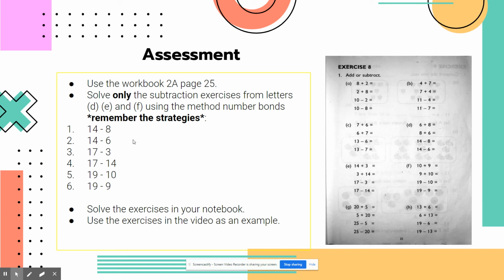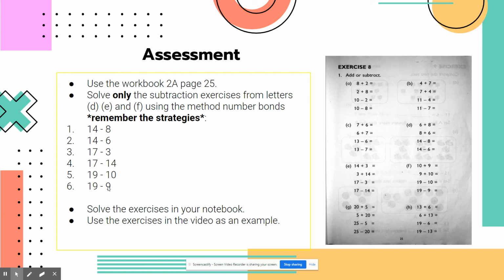Let's see. I'm going to help you out. So you have in number 1, 2 digits and 1 digit, right? Because 14 is a number that has 2 digits, and then 8 is just a plain number. It only has 1 digit. So to use strategy number 1, which is called take from 10, you're going to use exercise number 1, exercise number 2, exercise number 3, and exercise number 6. So for exercise 1, 2, 3, and 6, you're going to use strategy number 1. Why? Because in these exercises, you have 2 digits and 1 digit.